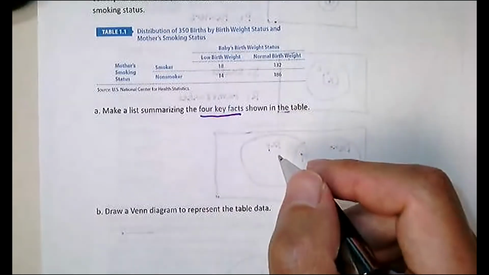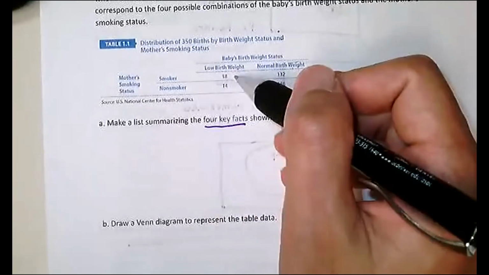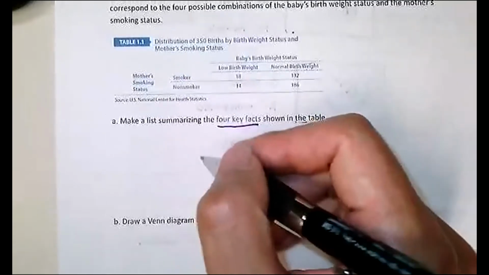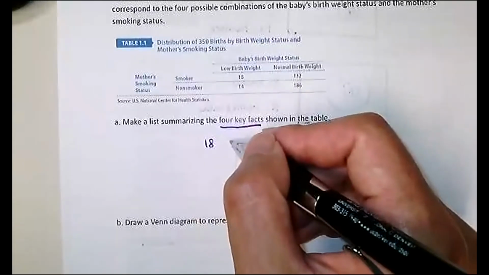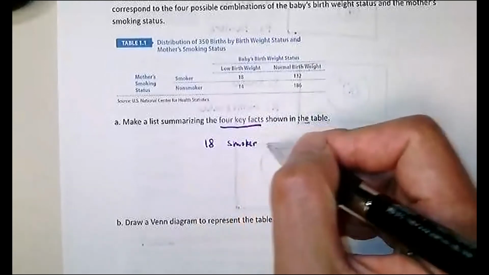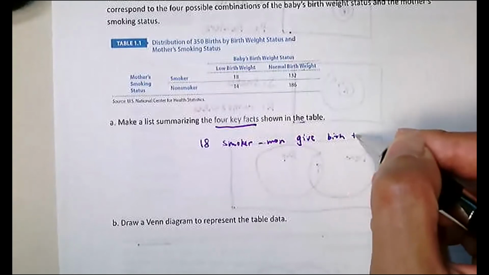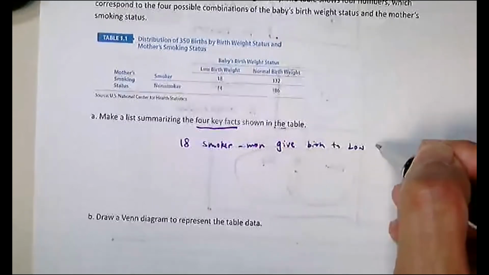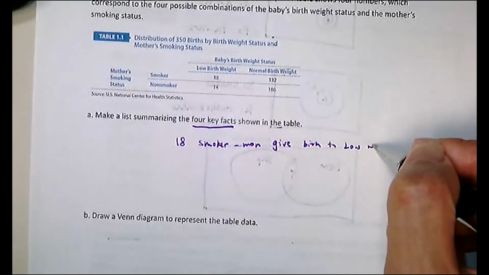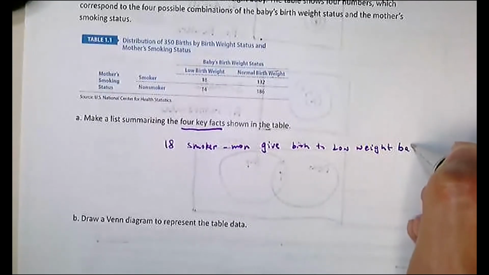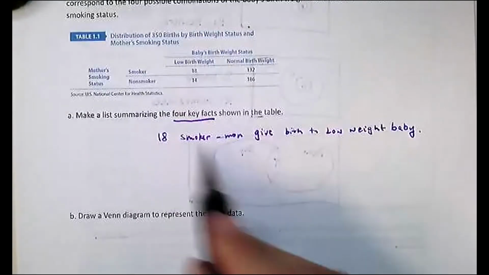So the first key fact I found is that, look at this number 18. In this study, there are 18 smoker moms who gave birth to low weight babies, right? This is the first thing I found.